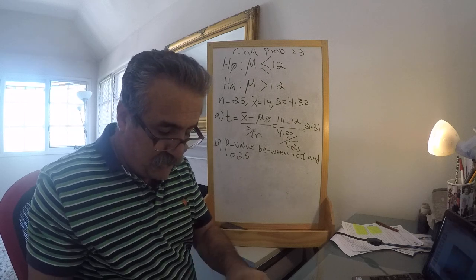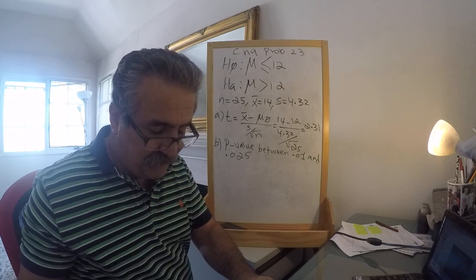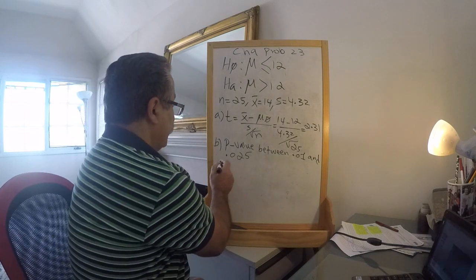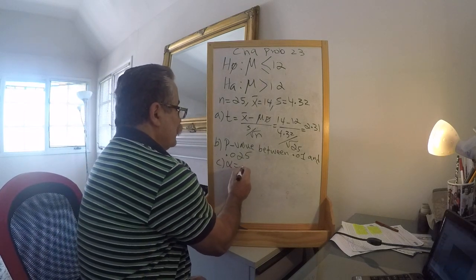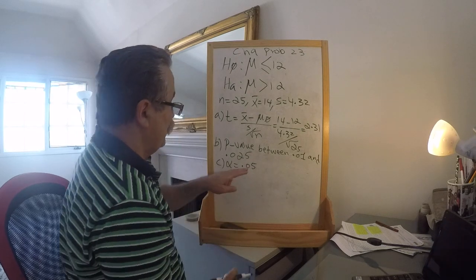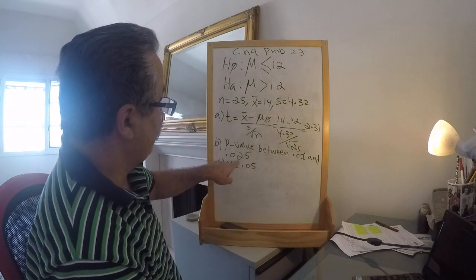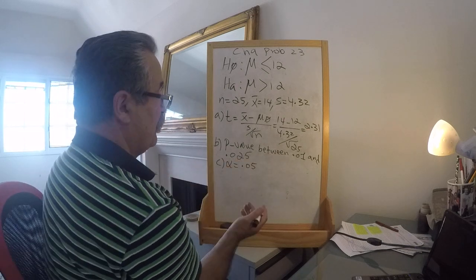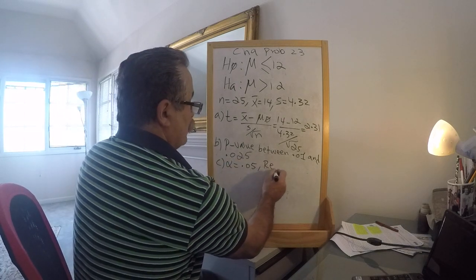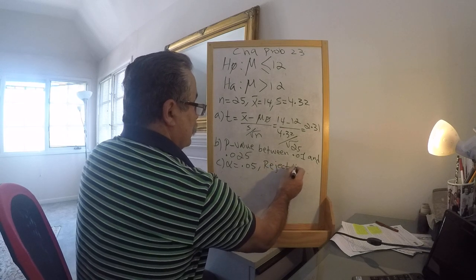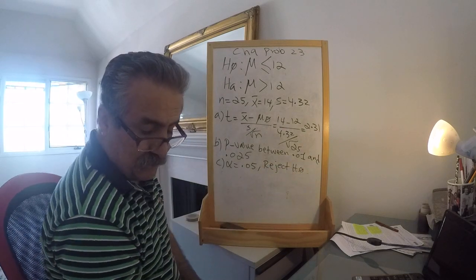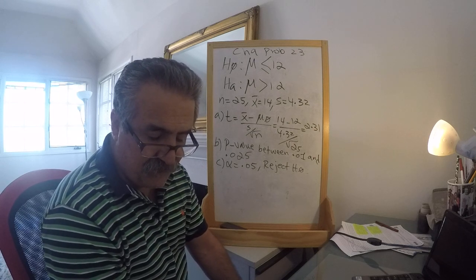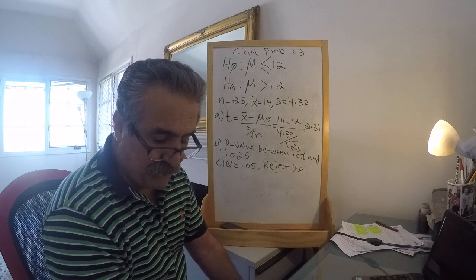Now for part C, at alpha equal to 0.05, what is your conclusion? For part C, alpha equal to 0.05, because these are less than 0.05, therefore reject H0. Part D, what is the rejection rule using the critical value, and what is your conclusion?